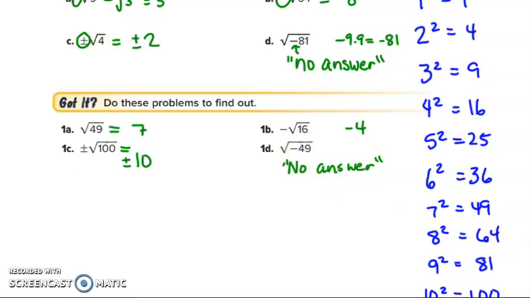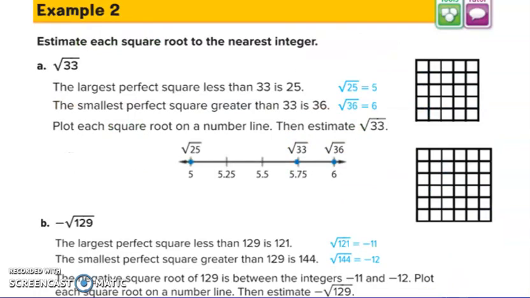Okay, so moving on. This one's really neat. We're going to estimate now the square root to the nearest integer. So it's really saying a whole number, because you're going to have a whole number in here. There won't be a negative number in there. But this one here, they're putting a sign in front of it. The largest perfect square that is near 33 would be 5 or 36.